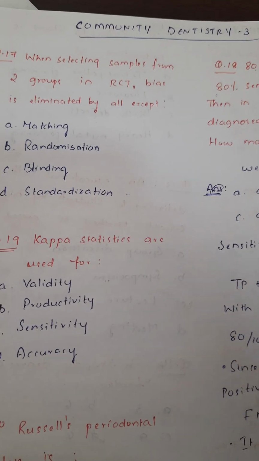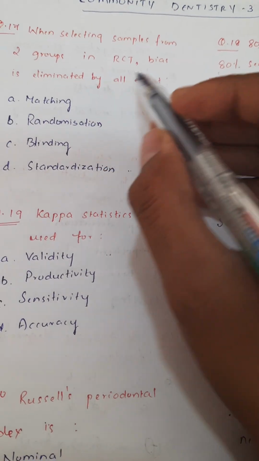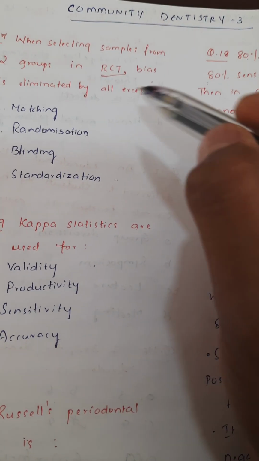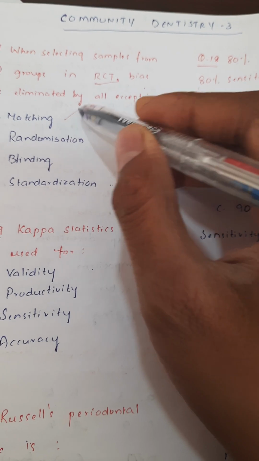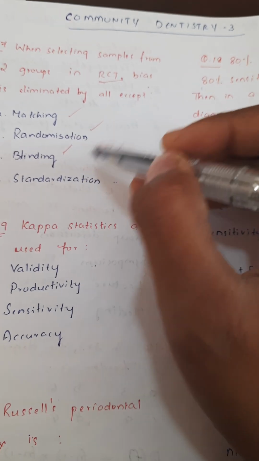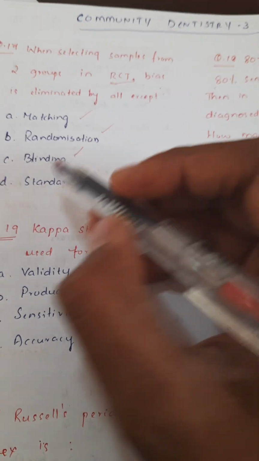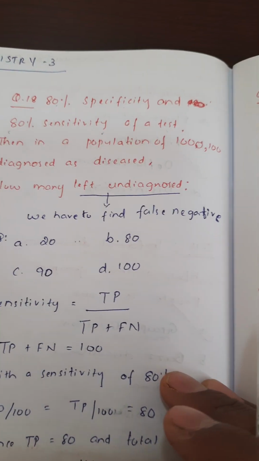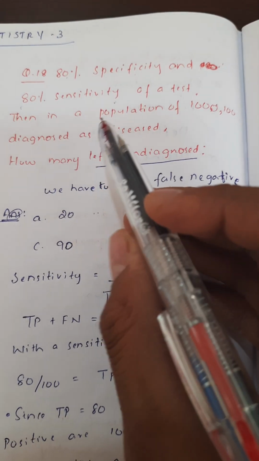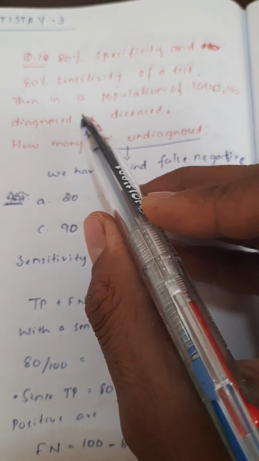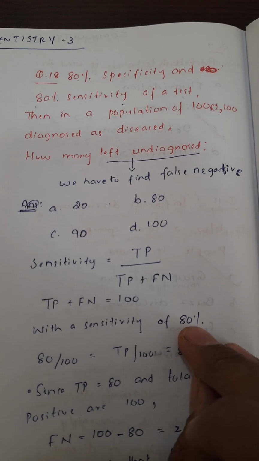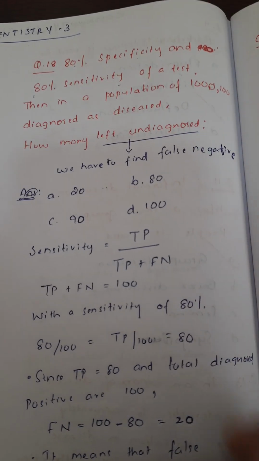Next questions. When selecting samples from two groups in randomized controlled trial, bias is eliminated by all except, like in the answer, matching, randomization and blinding can be used to eliminate bias but not standardization. So answer is, so 80% specificity and 80% sensitivity of a test. Then in a population of 1,100 diagnosed as disease, how many left undiagnosed?